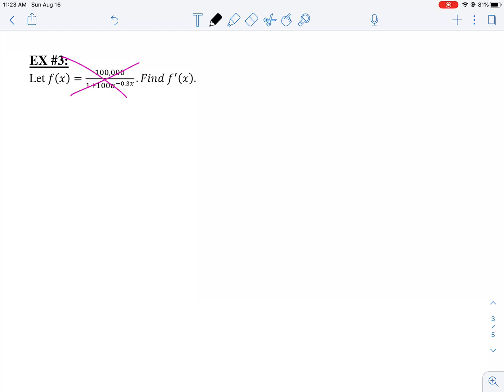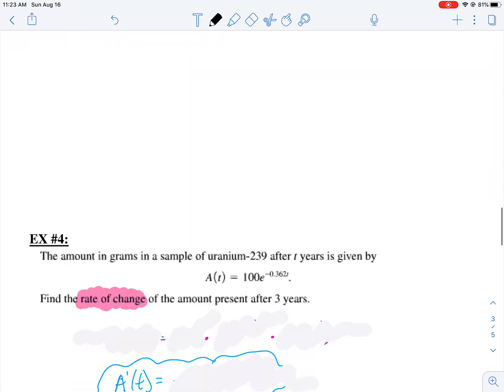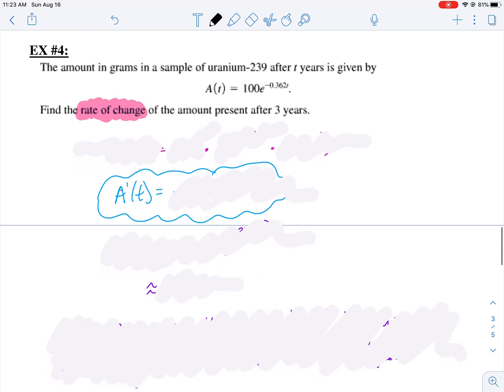We're going to go ahead and skip example number 3 in 12.4 and move right into example number 4, which is another application problem. It says here the amount in grams in a sample of uranium-239 after t years is given by this equation. So we have A is the amount of uranium and t is the number of years. It says to find the rate of change in the amount present after 3 years.